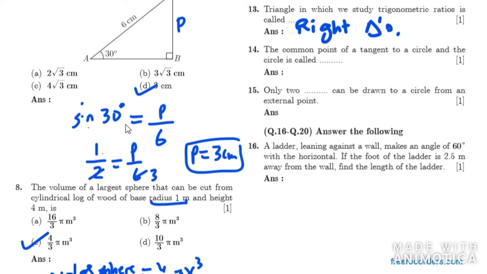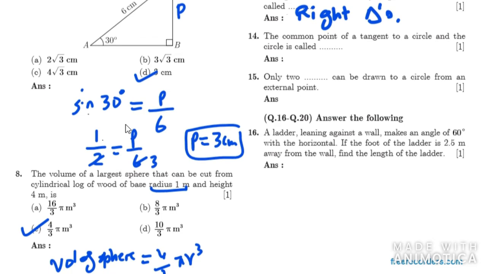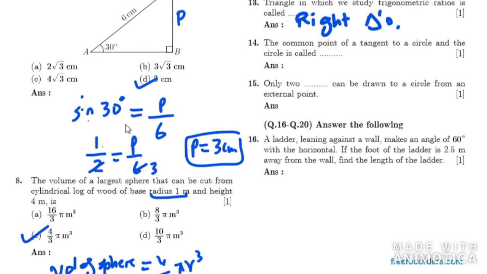Next is question number 14. Common point of a tangent to a circle and the circle is called, it is the point of contact.